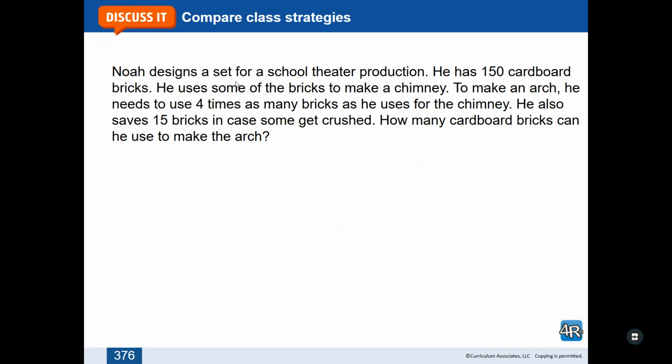Noah designs a set for a school theater production. He has 150 cardboard bricks. He uses some of the bricks to make a chimney. To make an arch, he needs to use 4 times as many bricks as he uses for the chimney. He also saves 15 bricks in case some get crushed. How many cardboard bricks can he use to make the arch?